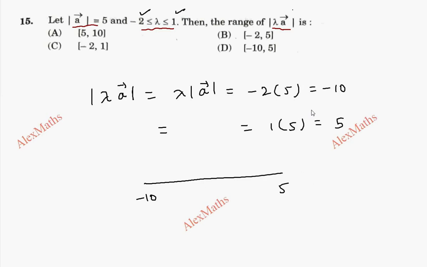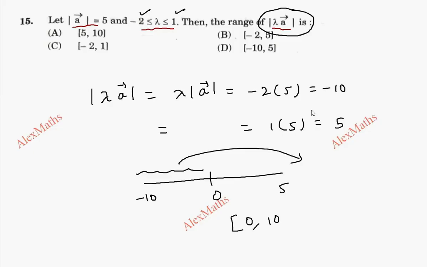But the magnitude is always going to be positive. So if I have 0 here, all these negative values will become positive values. So we have a range from 0 till 10. But this option is not given, so maybe the marks will be given for attempting the question.